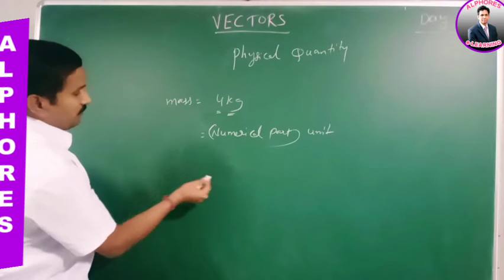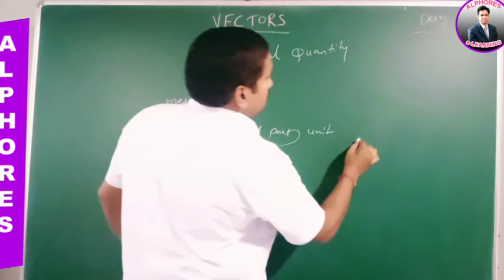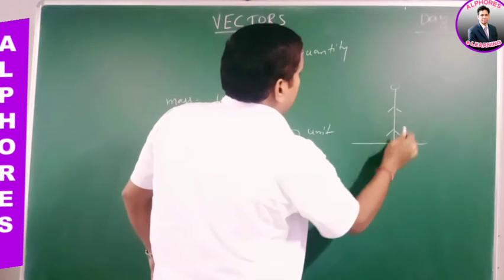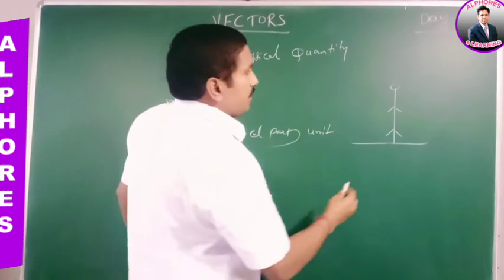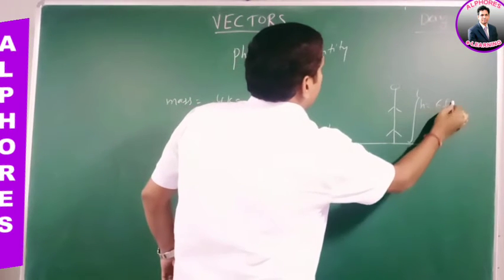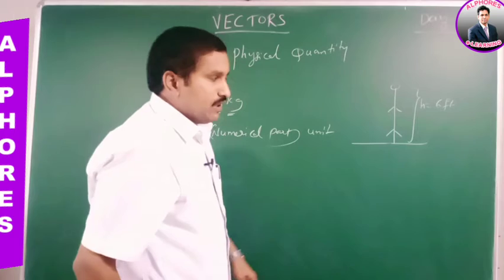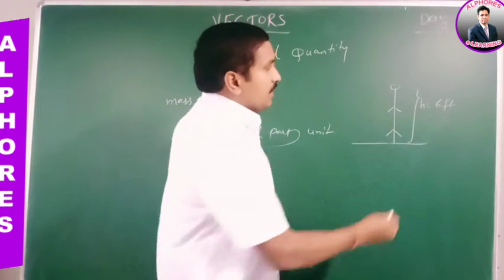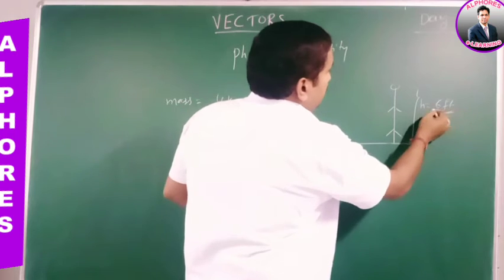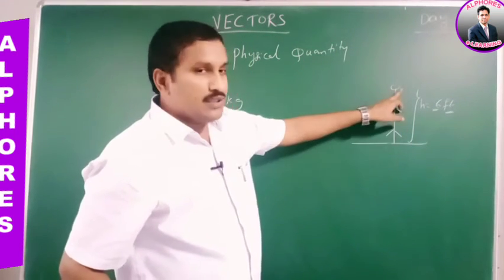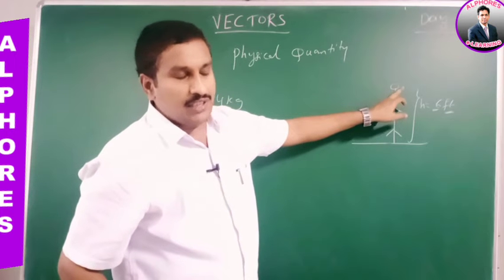Let us say I am taking a person standing on the road. What is the height of the person? Let us say h is equal to 6 feet. That means the height of the person, measured from the ground, is h equal to 6 feet. Feet is the unit, and 6 is the numerical value. This height is measured from the ground by using a meter scale.